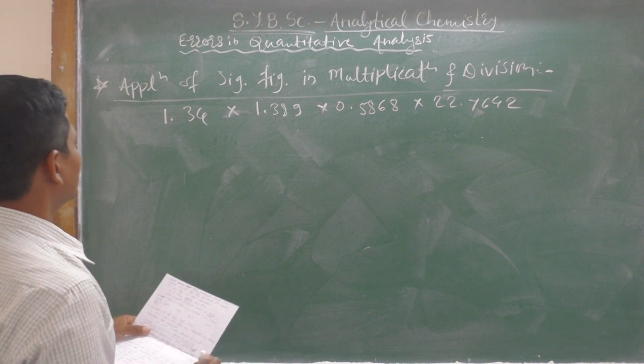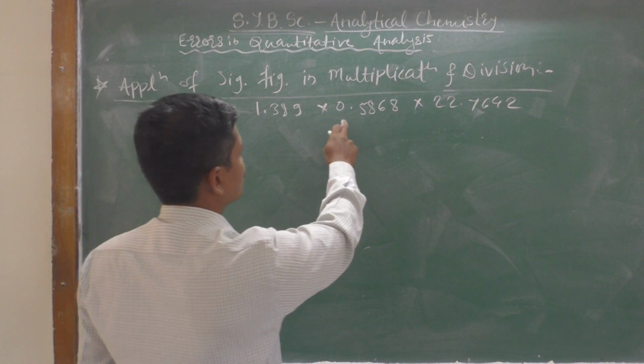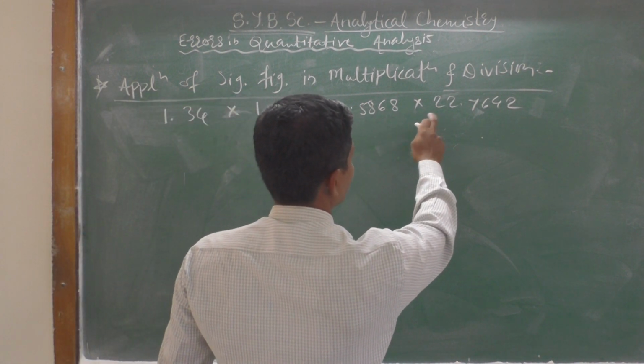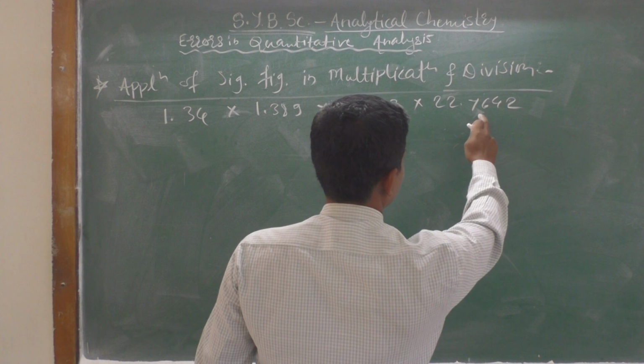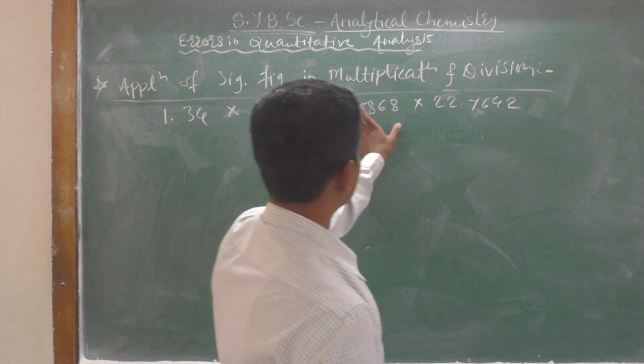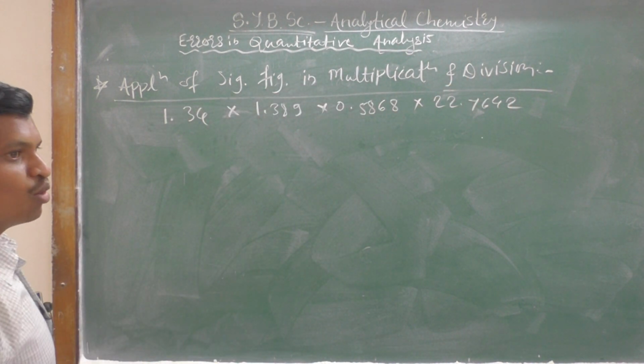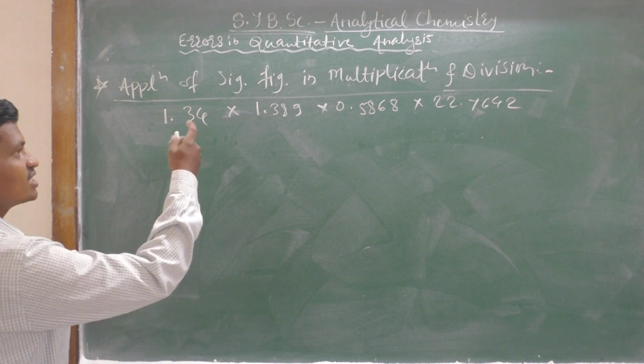Okay, now this is the problem: 1.34 into 1.389 into 0.5868 into 22.7642. Okay, so how many numbers are given? 1, 2, 3 and 4. Okay, now we will see what the significant figures are in each number.